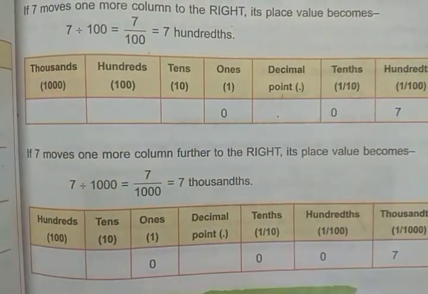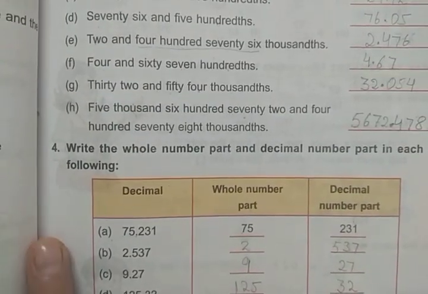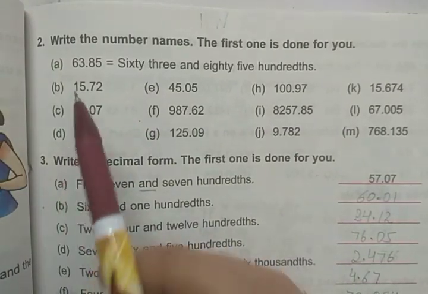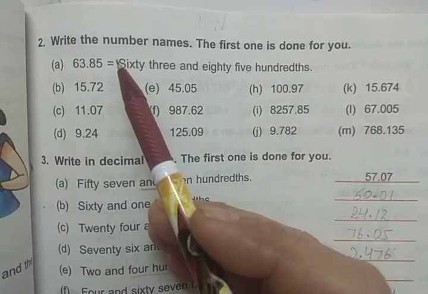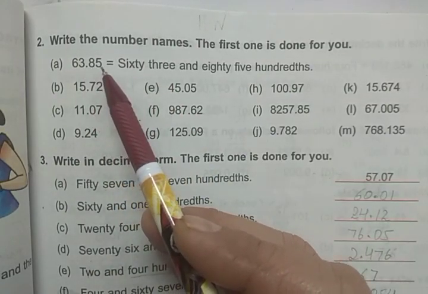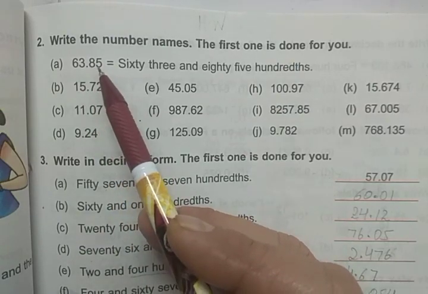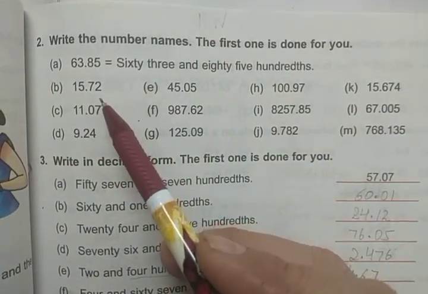Then similarly here we have to write the number names. How? 63 and 85 hundredths. हम लोग इसको एक साथ रीड करेंगे. 63 and 85, and जो लास्ट डिजिट है उसका प्लेस, 5 is at hundredths place, so 85 hundredths. 63 and 85 hundredths. 15 and 72 hundredths.